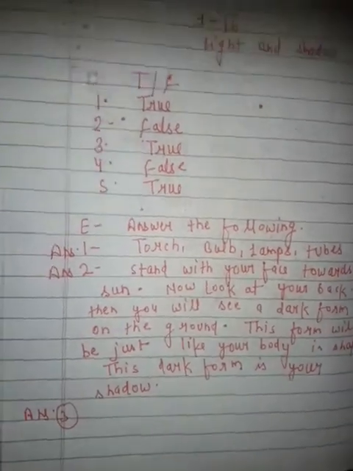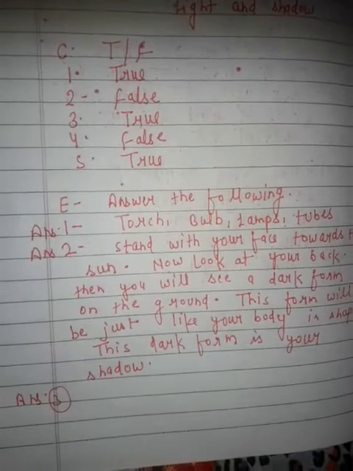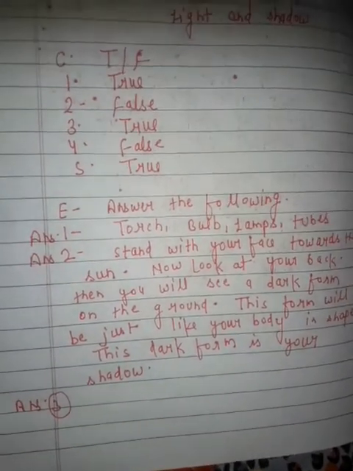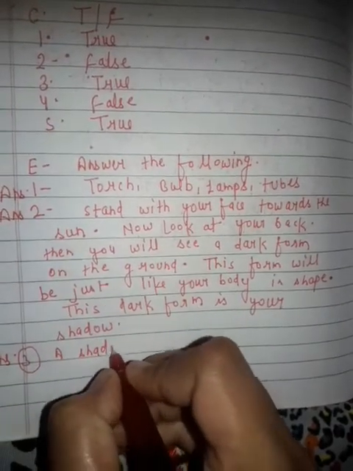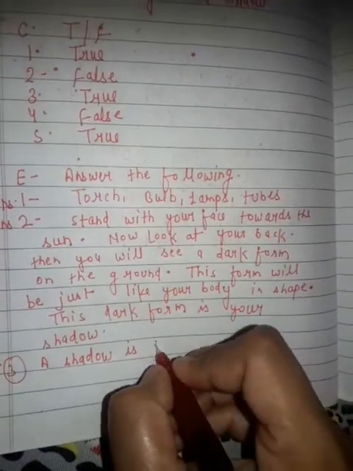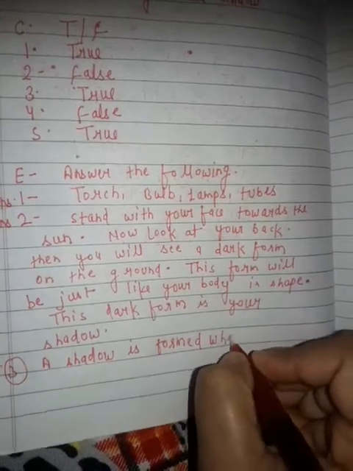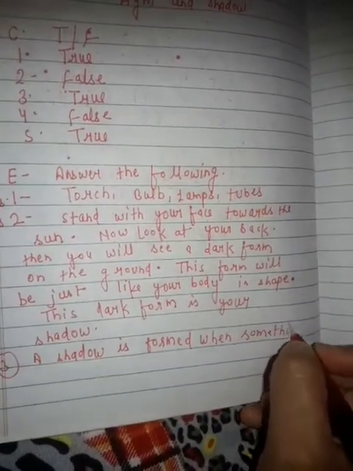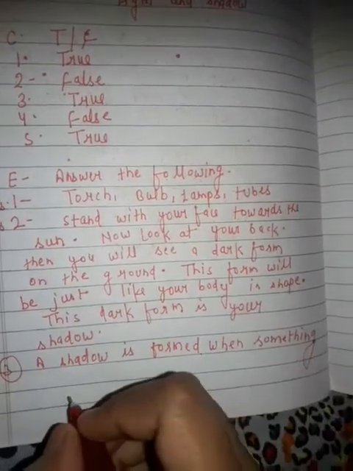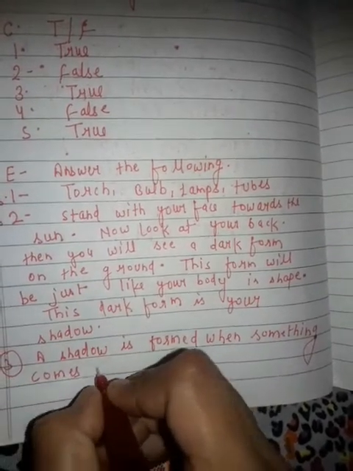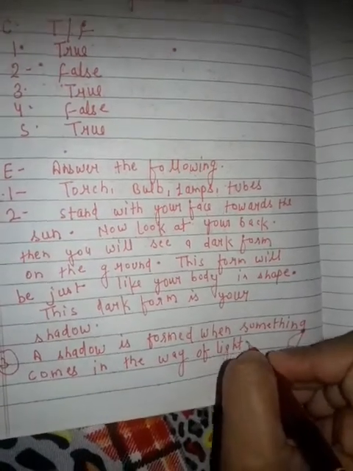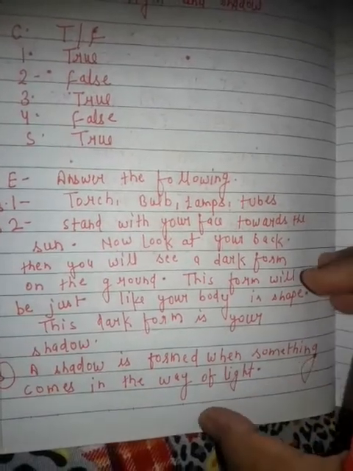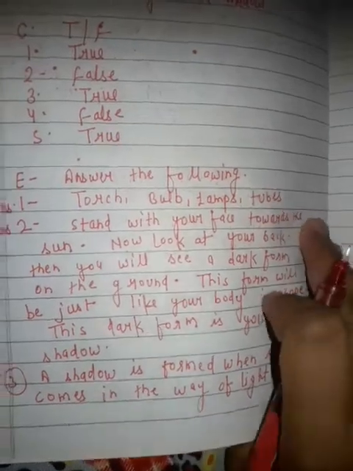Answer 3. When is a shadow formed? A shadow is formed when something comes in the way of light.